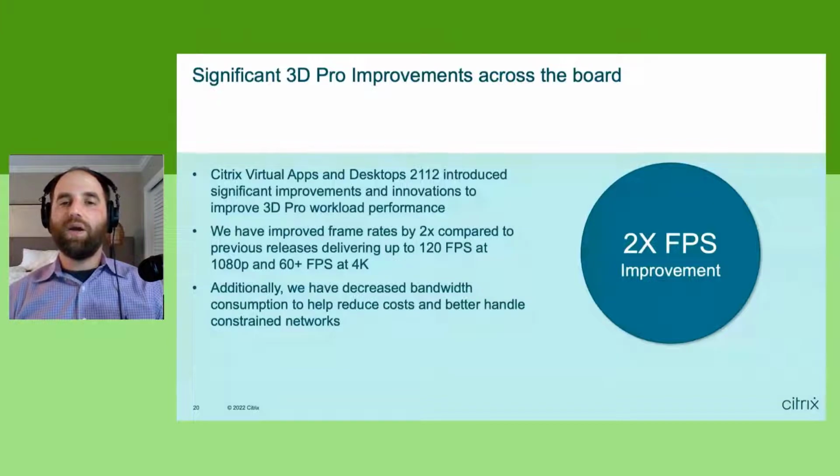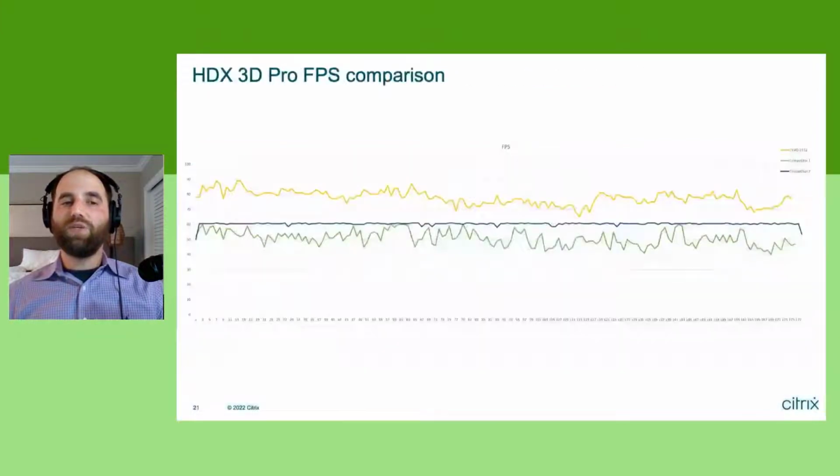And on the next slide here, we'll actually be able to visually show that. So here you can see the top yellow line is Citrix HDX, and we're hovering around 80 FPS on a very demanding workload. And you can see the two lines below are anonymous competitive solutions that are quite a bit lower. So great interactivity. If you're using 3D Pro, we strongly suggest to upgrade to this LTSR version because there's great benefits that you can realize right out of the box.